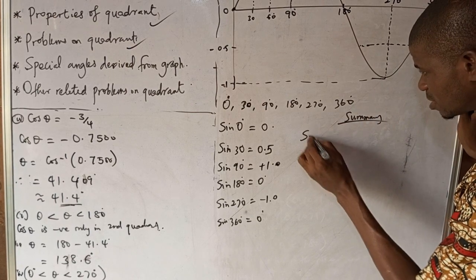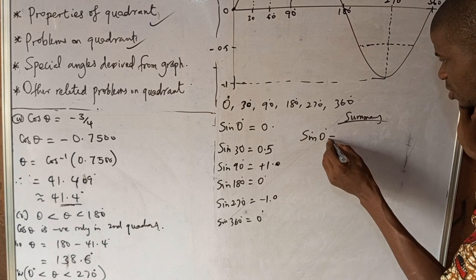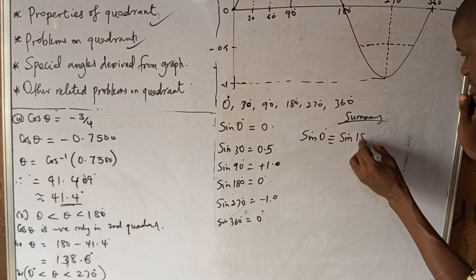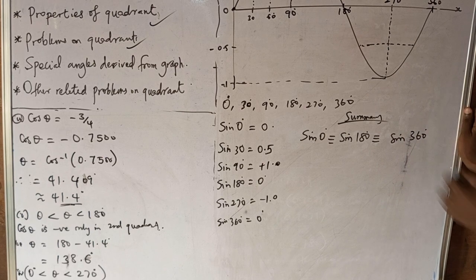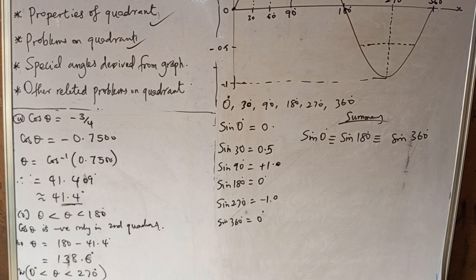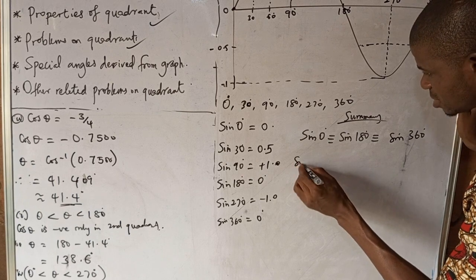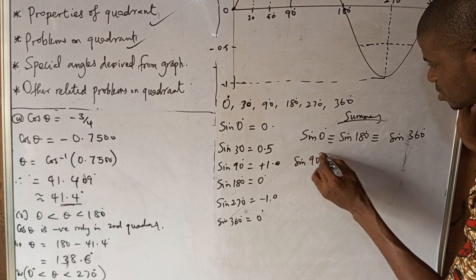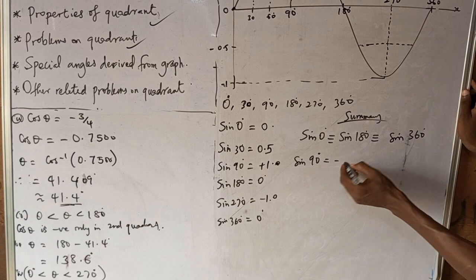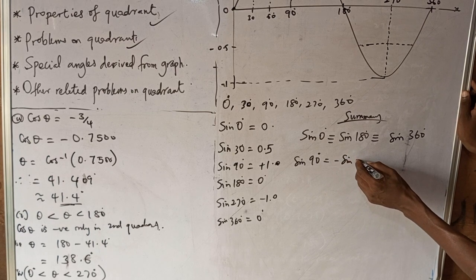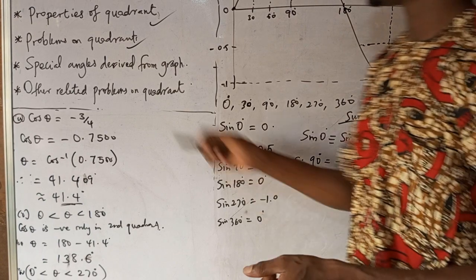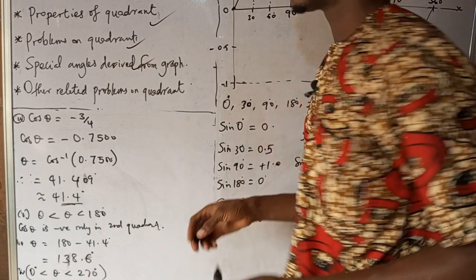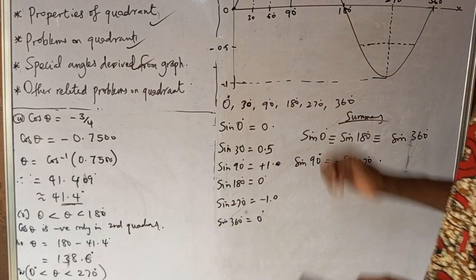it means that sine 0 degrees is equivalent to sine 180 degrees, which is equivalent to sine 360 degrees. That was the first thing. Then secondly, sine 90 degrees is equal to negative sine 270 degrees from what we have here. That summarizes everything on the special angles. We also have the same for cosine. Next time we'll take that.